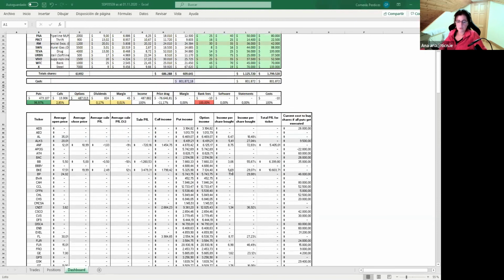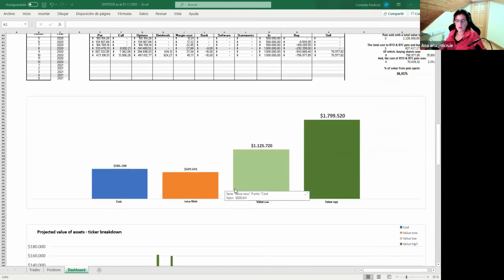But now, oopsie, we're seeing it in a graph, in a histogram. In blue, this is the cost. This is what we have paid for the shares. What's the value now? The picture. And the projections are that these shares are going to be worth somewhere between 1.1 and 1.8 in 3 to 5 years. If we do nothing else, we don't buy any more shares, we don't sell any puts, we don't sell any calls, we don't receive any dividends, and do nothing, and the projections don't change. That's what it could be. That's what the account would look like.